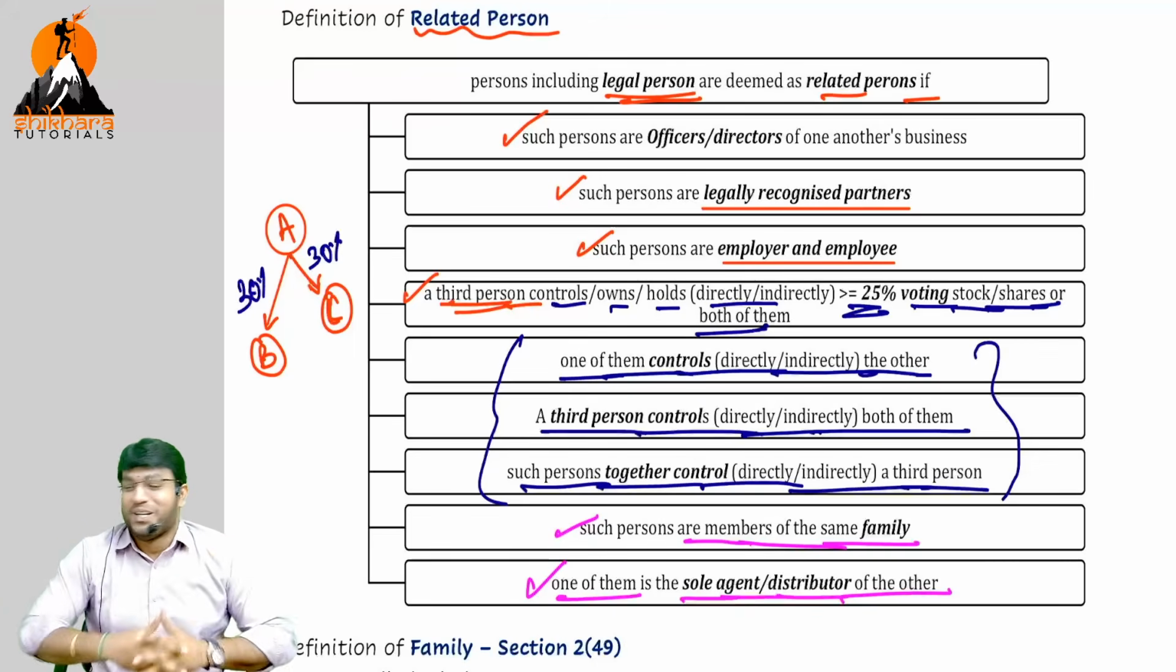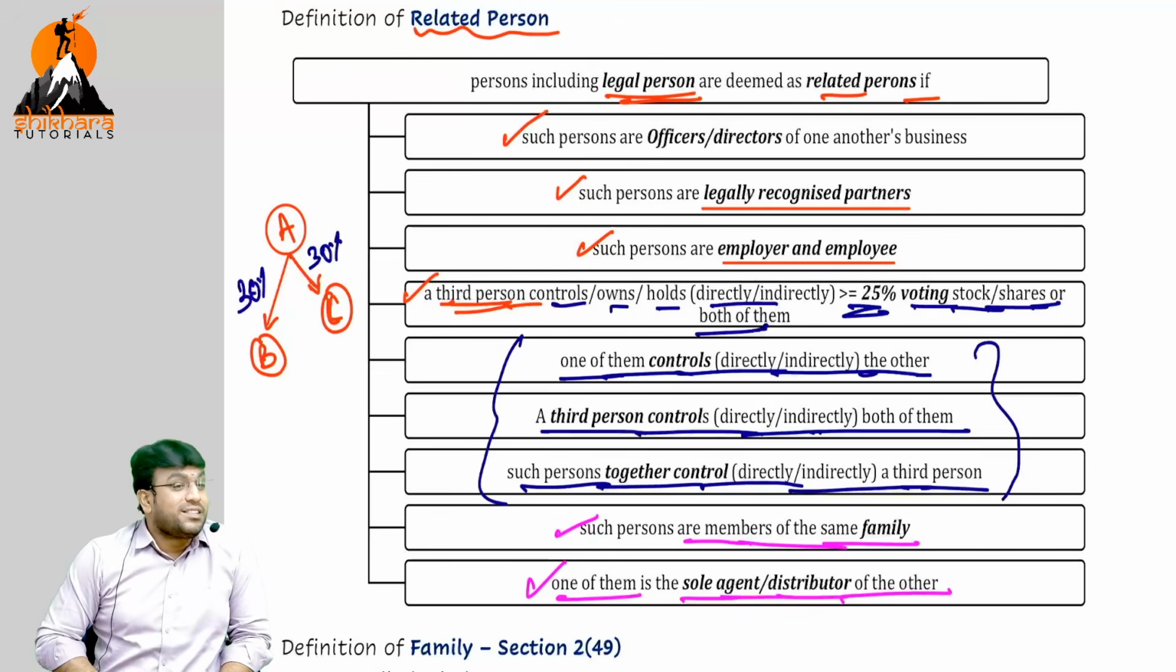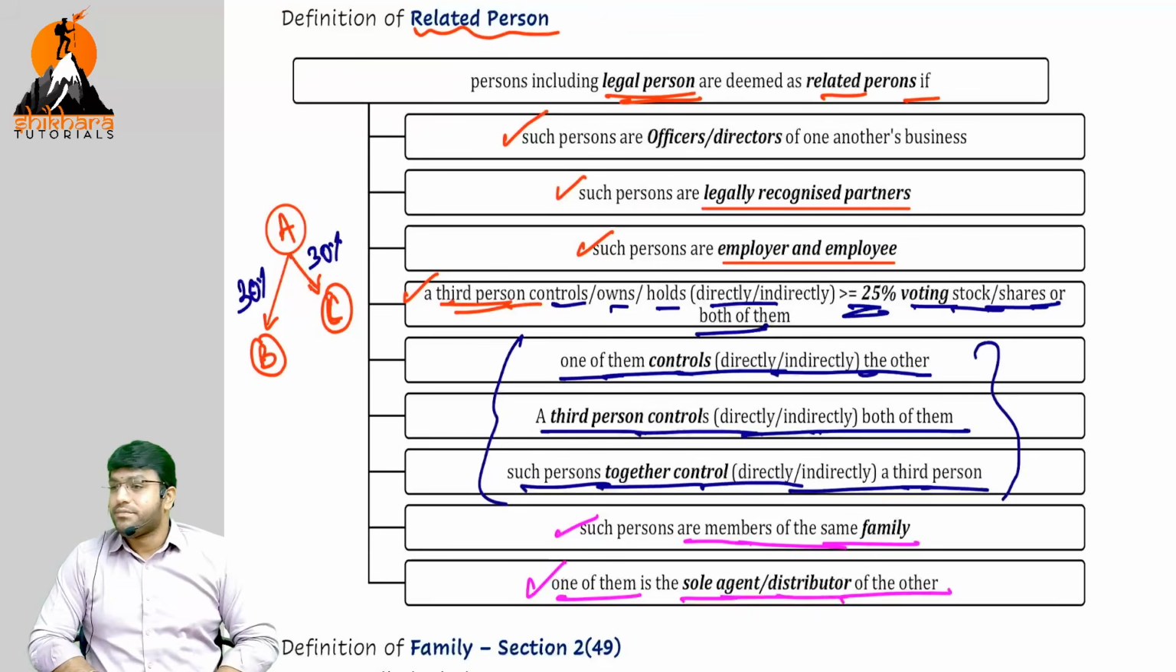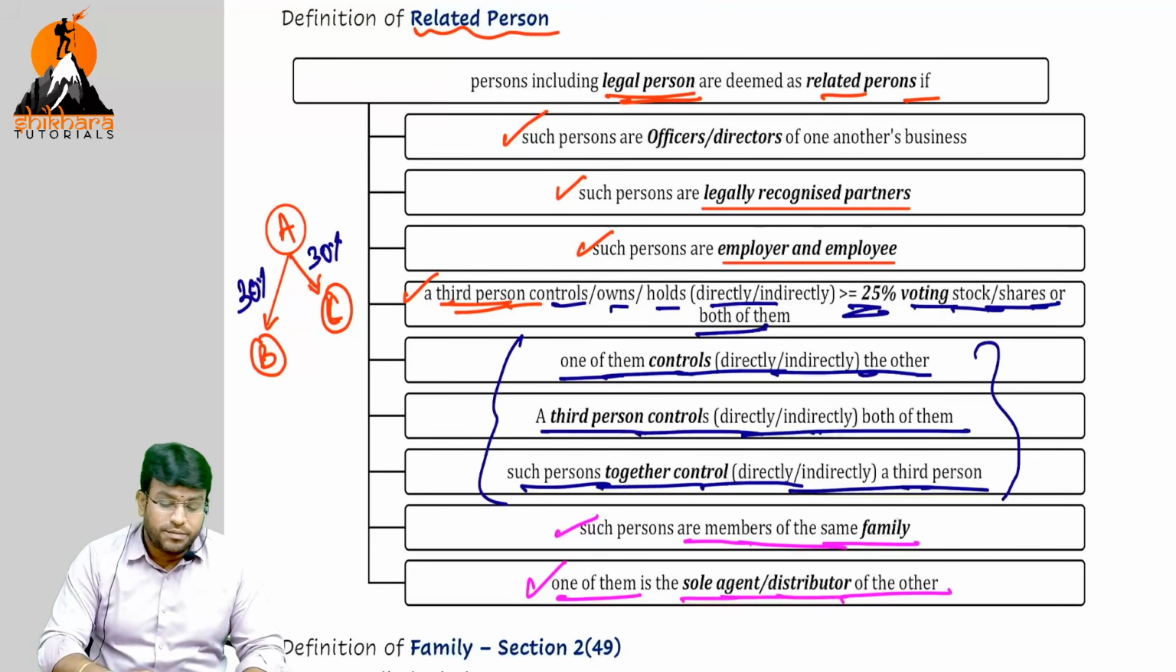Two-sided heart. Wonderful. Come on, get back, guys. So are we clear with this, everybody? One of them is what agent? Sole agent. Sole agent means the only agent, sole agent or distributor of the other. That's it. This is the story of who is covered in related person. I will ask you one question.